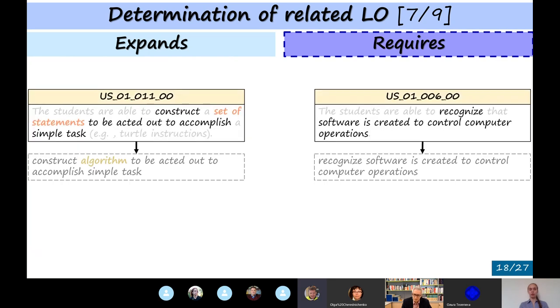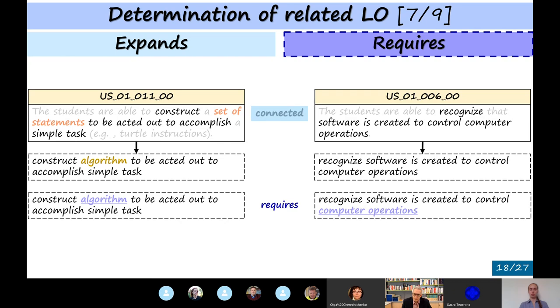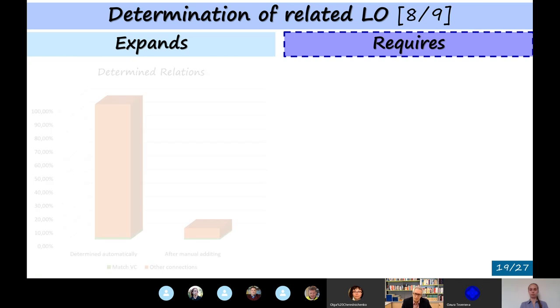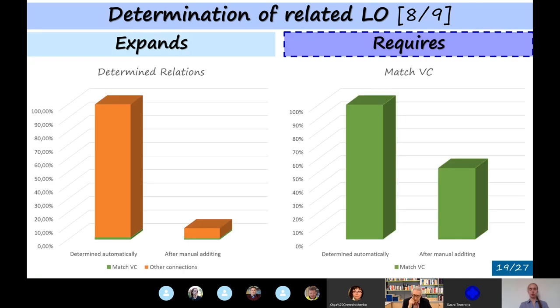So again, I work with learning outcomes which I get as an output of the data preprocessing. I check keywords. In our case, it's algorithm requires computer operation. That's why I can see that these two learning outcomes are connected. If I use all the pairs of keywords which were extracted automatically, I get a very high level of noise. You can see it on the left chart.